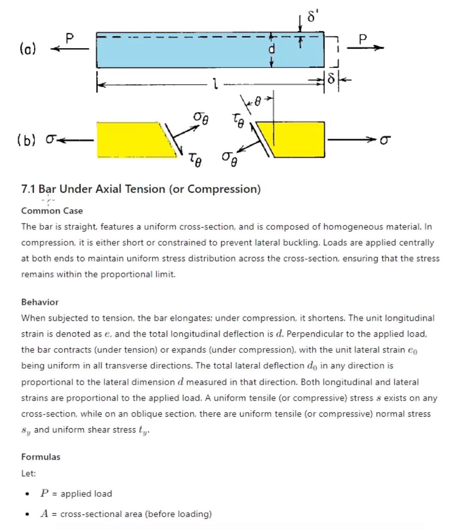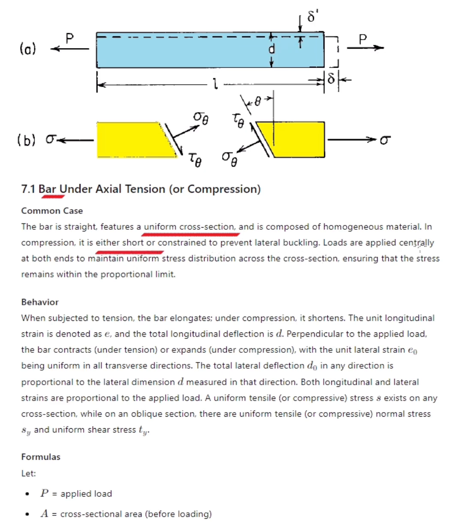Here let us talk about this one bar under axial tension or compression. This is the axial tension case. The bar is straight and features a uniform cross section. If I take the cross section, that will be uniform and is composed of homogeneous material. In compression, it is either short or constrained to prevent lateral buckling.